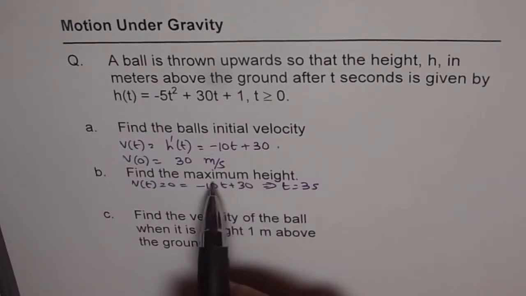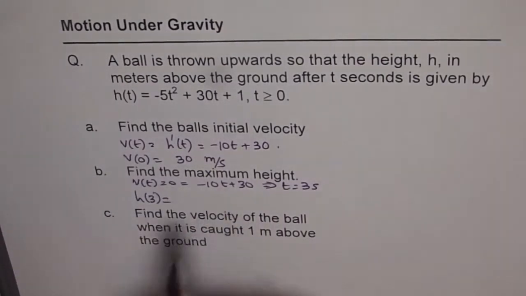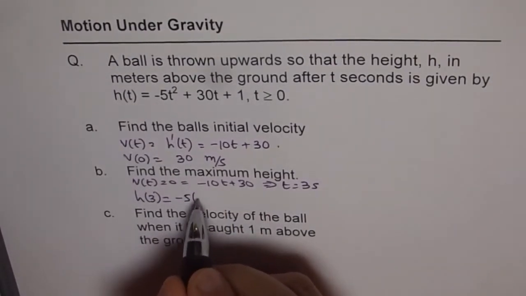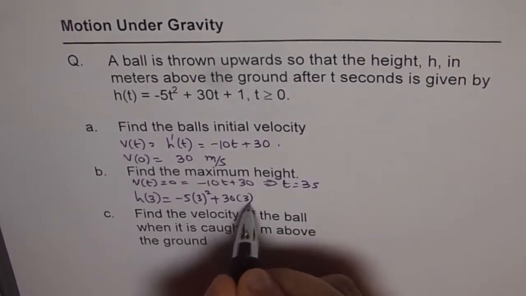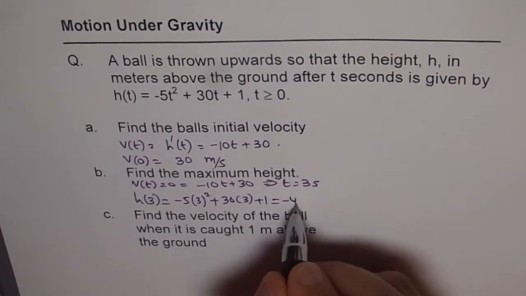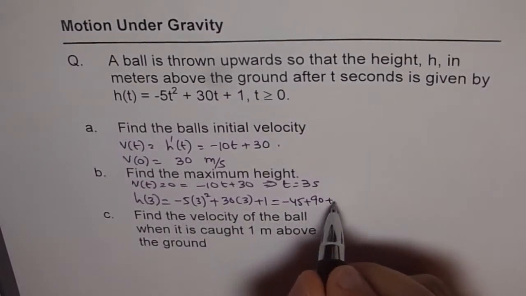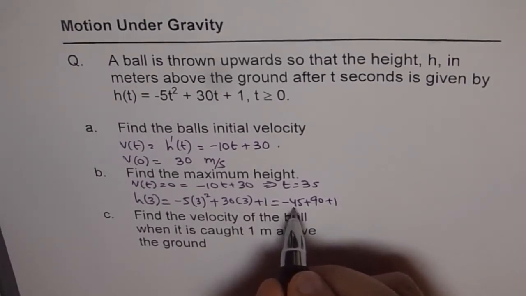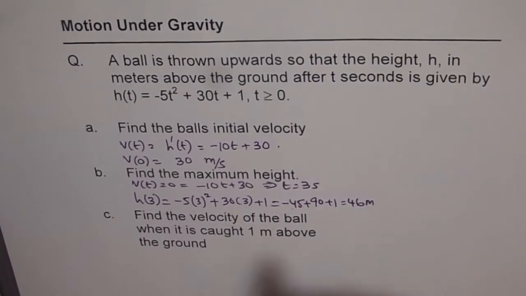Now we need to find the maximum height. So what is the height at t equals 3? Let's plug it into the original equation: -5 times 3 squared plus 30 times 3 plus 1. 3 squared is 9, so we have -45 plus 90 plus 1, which gives 46, and the units are meters. So the maximum height is 46 meters.